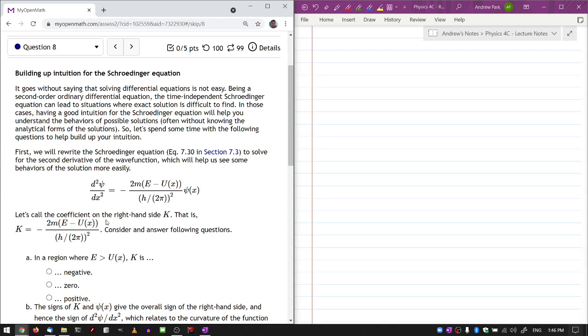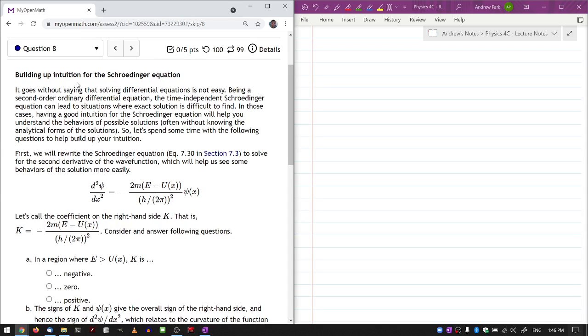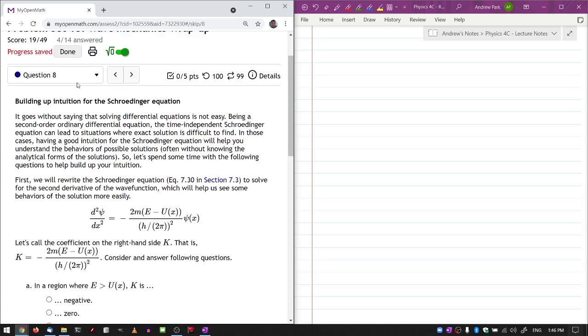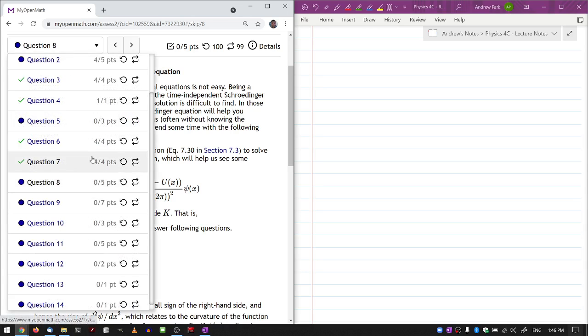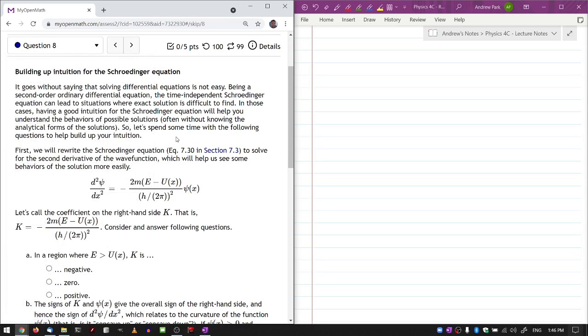We are continuing with problem set 13, which is the wave mechanics wrap up and a pretty long set. This is the second half of the set. Question 8 is where I left off. So let's take a look.